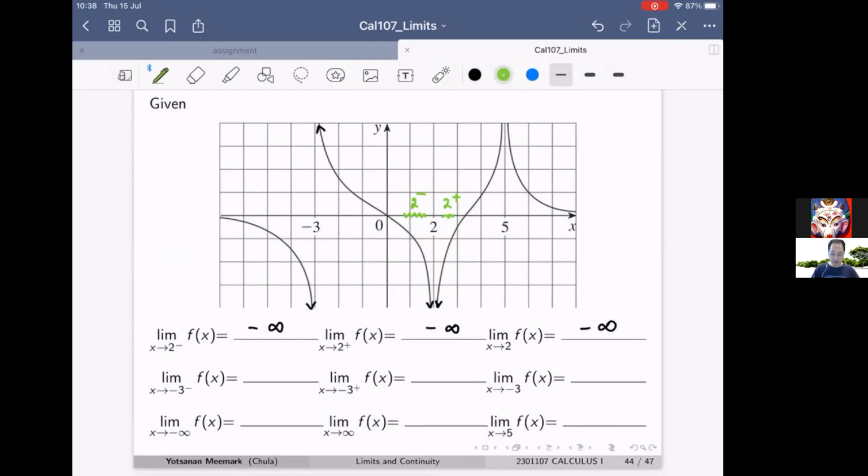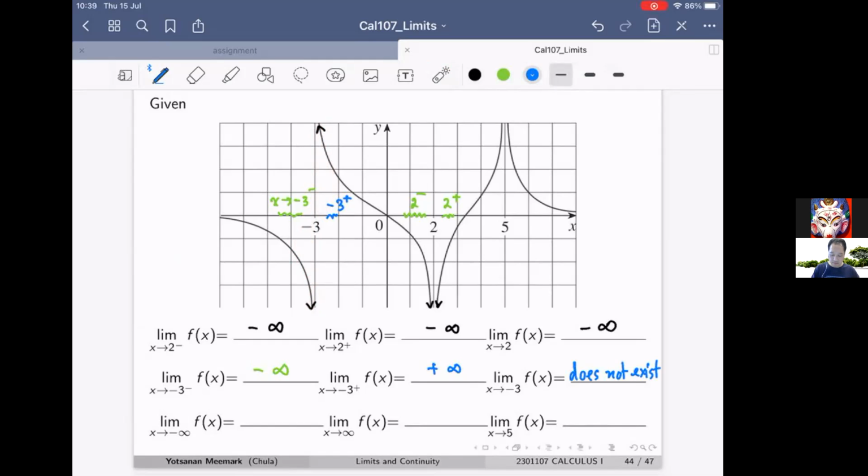However, at negative 3, as x goes to negative 3 on the left, it is going downward, so it goes to negative infinity. But if you talk about negative 3 on the right, it is going upward, so this one is positive infinity. So for this limit, you really cannot determine it, so it does not exist, and you also cannot determine the trend.